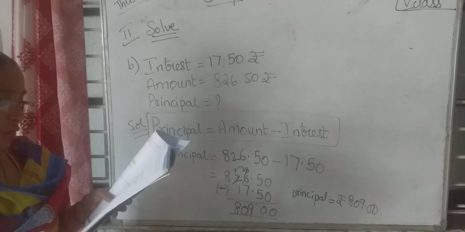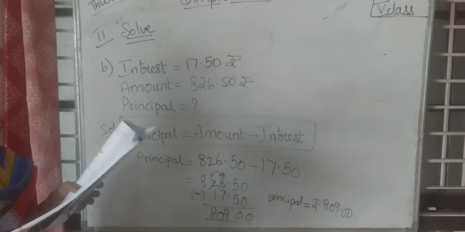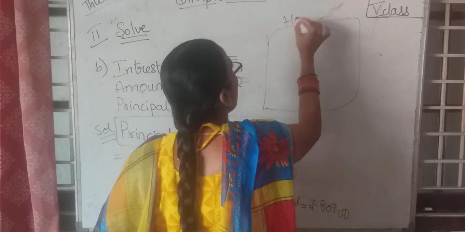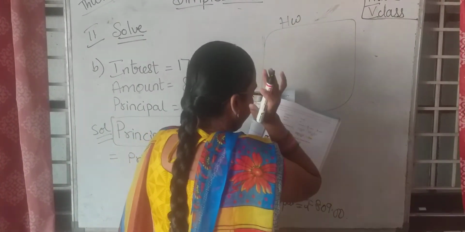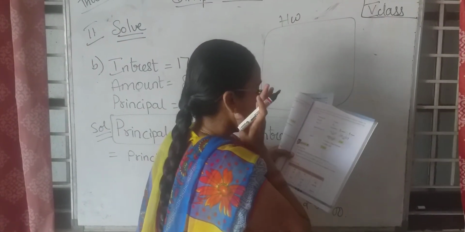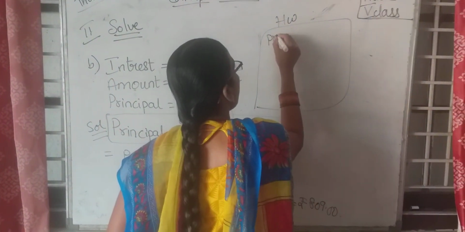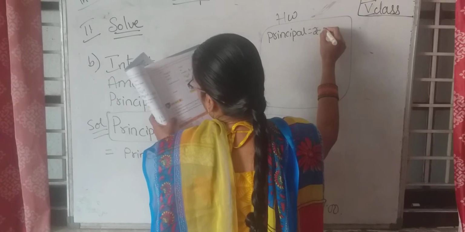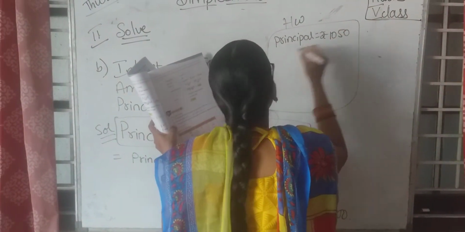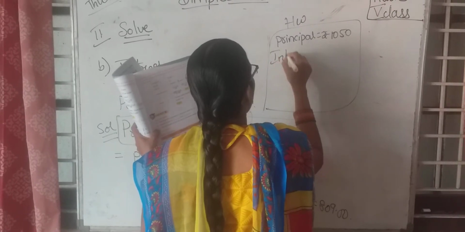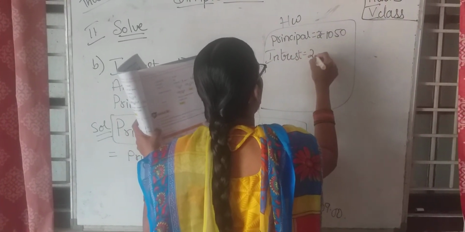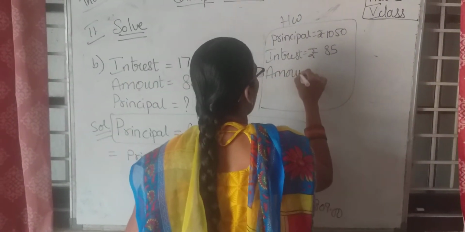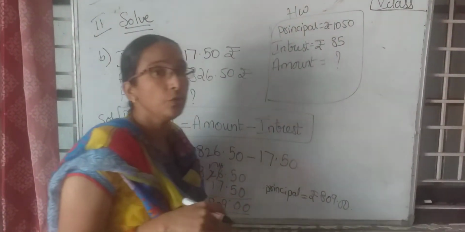Shall I give one sum for homework, children? Will you do it? See, this is a homework sum I am writing here. Only one sum I am giving for homework. It is the same as the first one, children. I am giving you principal: principal is equal to rupees 1050. Interest is equal to rupees 85. They are asking you to find out the amount. Okay? Come on, do this sum for homework.